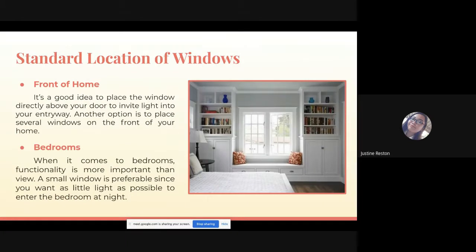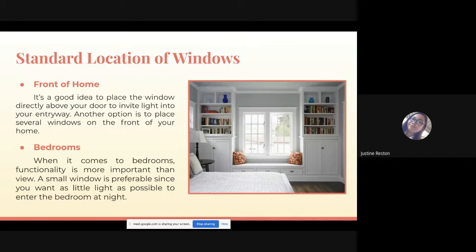There are standard locations for windows when it comes to placing them around your home or a building. For the front of a home, it's a good idea to place the window directly above your door to invite light into your entryway. Another option is to place several windows on the front of your home. This is to give light to the area where you first enter your home.